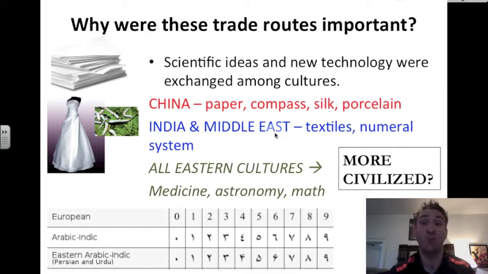India and the Middle East gave the West textiles and a numeral system. We can say also that all Eastern cultures gave the West ideas about medicine, astronomy, and math. The first numeral systems were not invented by Europe or Western cultures, but rather by Eastern cultures. You see the Arabic Indic number system. And with all of this said, we might ask ourselves, what area of the world is more civilized? Is it the West? And we would often say yes. Or is it the East, who might be the underdog in this question? But based on all of this information, the East contributes a lot.